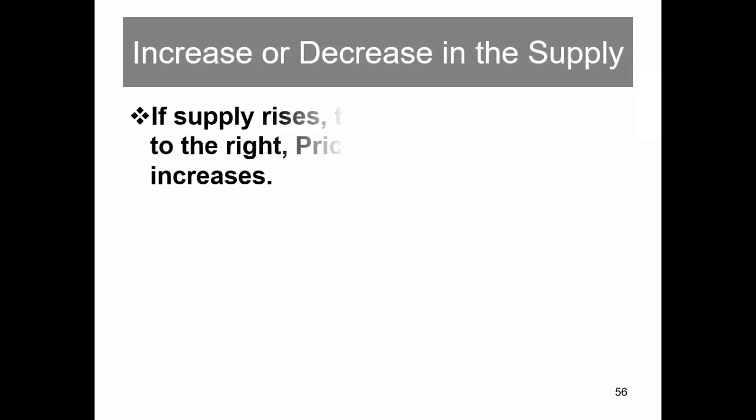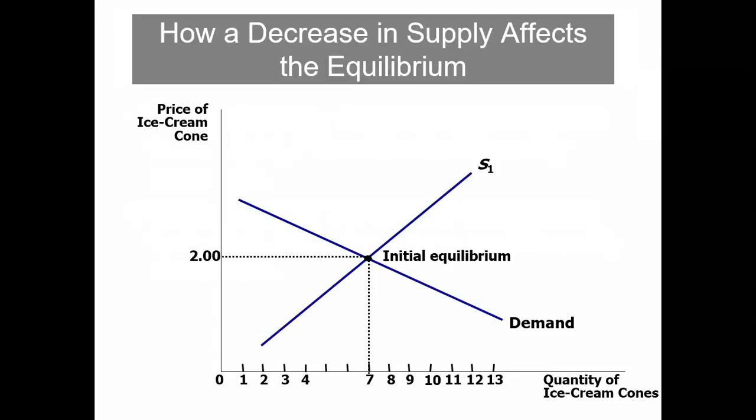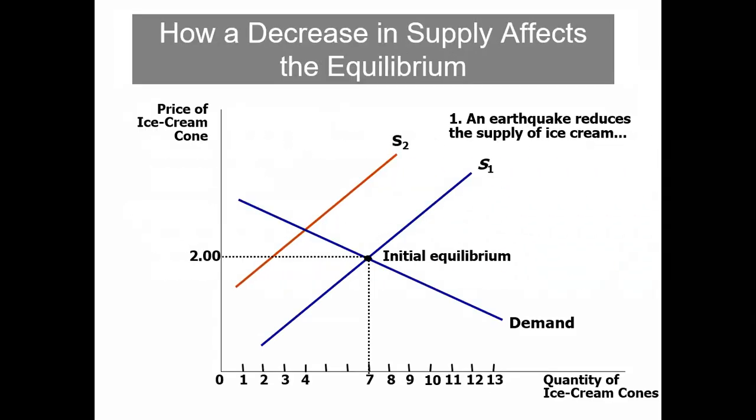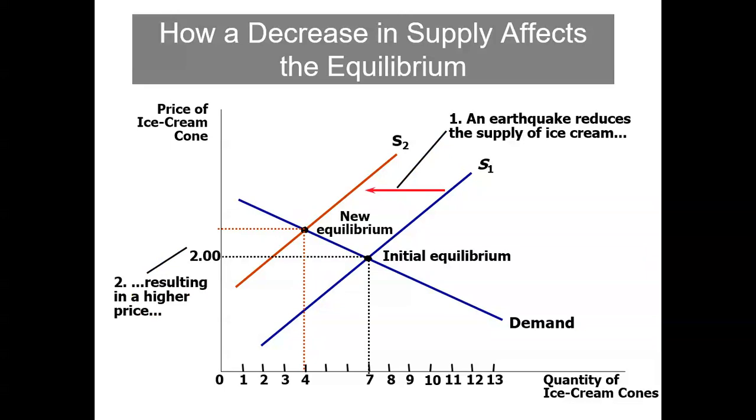So how does an increase or decrease in supply affect the equilibrium? Here I am going to show. Here demand is constant, because of an earthquake the supply of ice cream has been reduced. So what happens here? The new equilibrium will be like this.